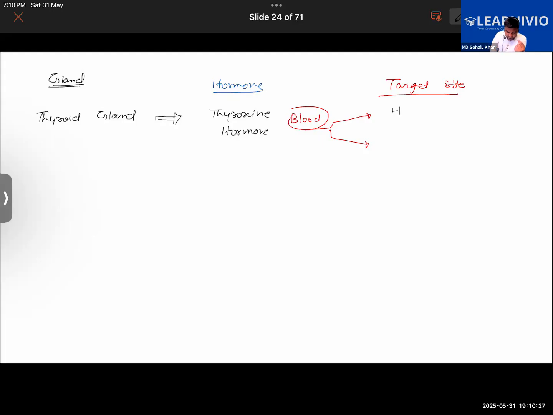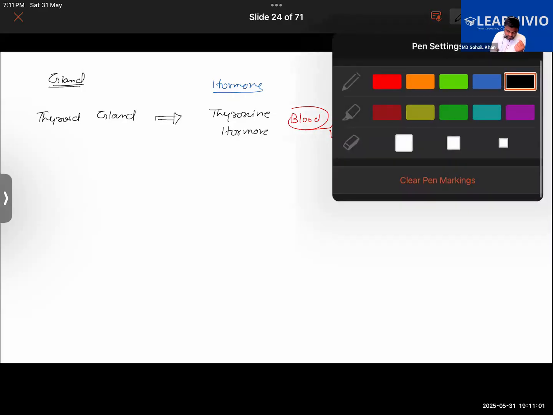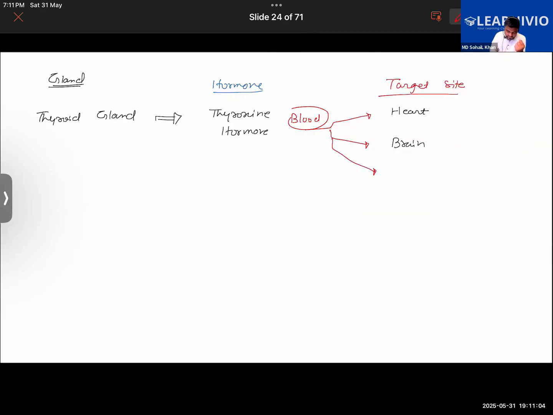One target site of the thyroxine hormone is the heart. As it goes to the heart, it increases the heart rate. It will also affect the blood pressure, and overall the functioning of the heart is influenced by this. Second, thyroxine hormone is carried by the blood to the brain also, so it influences the development of the brain and the nervous system. Later on, if you study a little deeper, you will see that it also influences reproductive health, particularly menstruation as well.